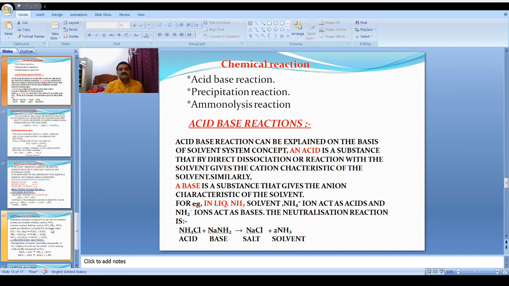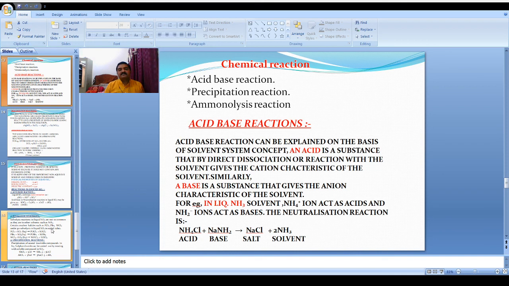First we have to take the acid-base reaction. This acid-base reaction can be explained on the basis of the solvent system concept. That means an acid, on direct dissociation or reaction with the solvent, gives the cations which are a characteristic of the solvent.